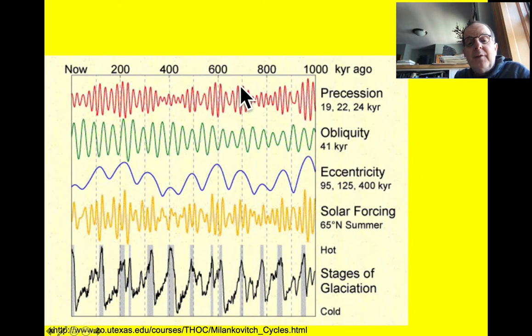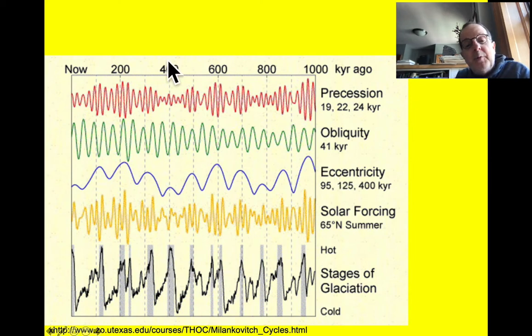Now, here we have a series of data that links to what a lot of people think is the cause of this shift between a glacial and an interglacial period over the course of time. And it has to do with the motions of the Earth in relation to our orbit. Our precession, which is how we wobble over a course of 19 to 22 to 24,000 years as we rotate. Our obliquity, which is how our axial tilt shifts over the course of 41,000 years, and the eccentricity of our orbit changing over long periods of time.